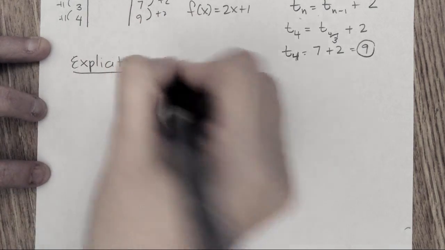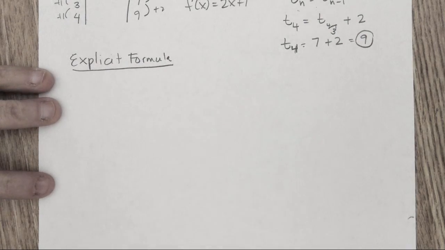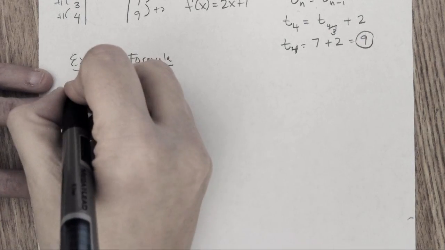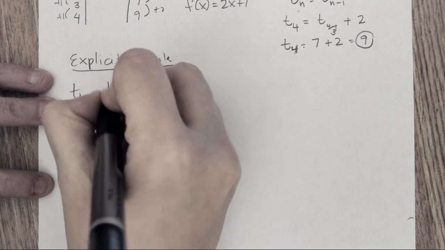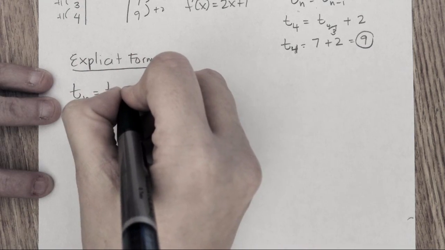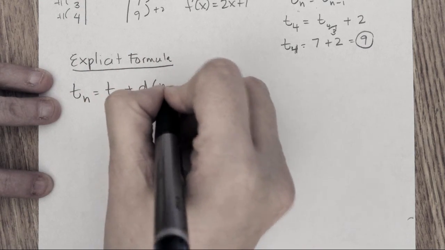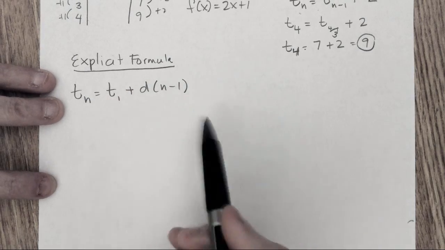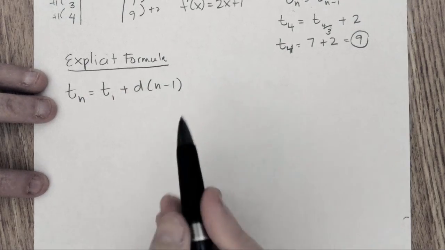Now this one really looks nuts, but it's actually very intuitive once you think about it. Here's what that formula looks like. It's T sub n equals T1 plus D times n minus 1. Now this is a strange formula to wrap your head around, so let's unpack it a little bit.